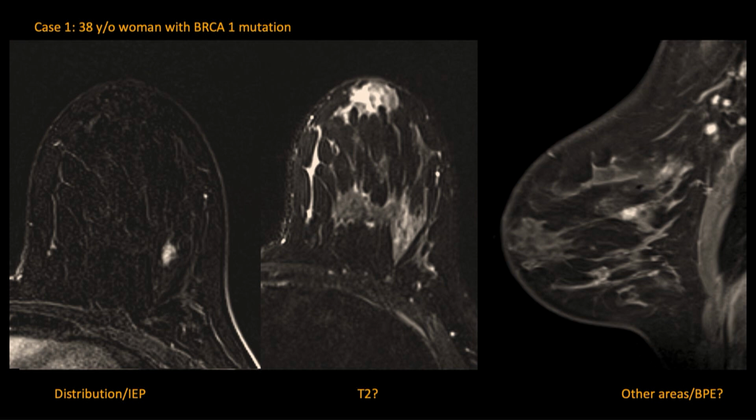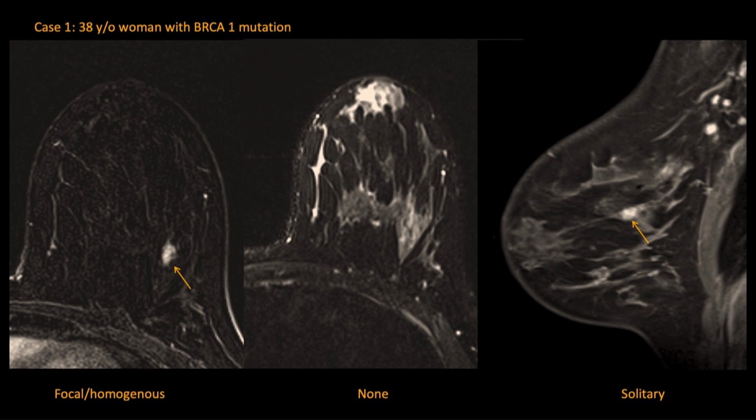So this first case is a 38-year-old woman with a BRCA1 mutation. And so the things that I mentioned that I look at include distribution and internal enhancement pattern. Is there T2 hyperintensity? And I look at the same breast and the other side. Is it a solitary finding, or are there others that look similar? So in this case, this is a focal area of homogeneous enhancement. Does it have T2 hyperintensity? No. And it is a solitary finding. She's a high-risk patient. She is 38 and is BRCA1. So this underwent MRI-guided biopsy and was found to be ductal carcinoma in situ.